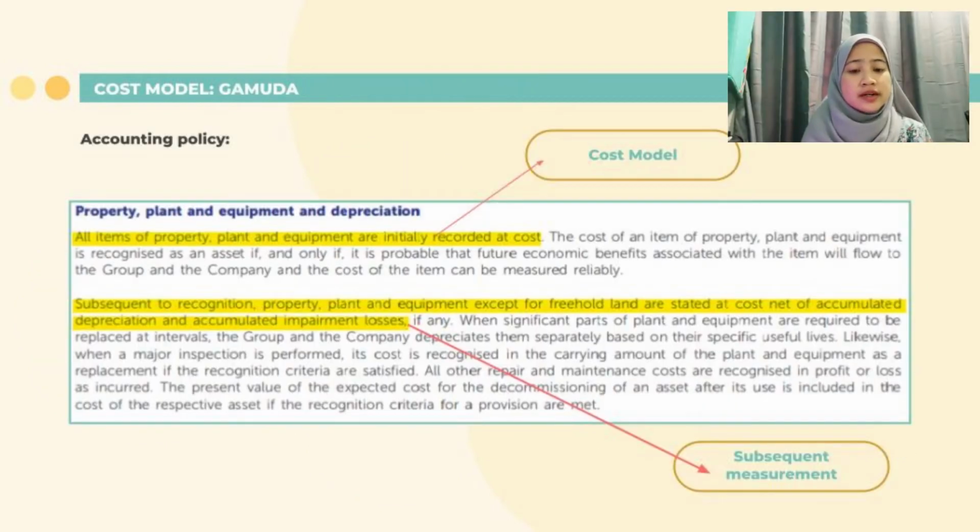So this is an example of an accounting policy in the Gamuda company, which states that in the cost model, all items of property, plant and equipment are initially recorded at cost. And in subsequent measurement, it states that subsequent to recognition, property, plant and equipment, except for freehold land, are stated at cost net of accumulated depreciation and accumulated impairment loss. So this is the example of accounting policy for the Gamuda company.